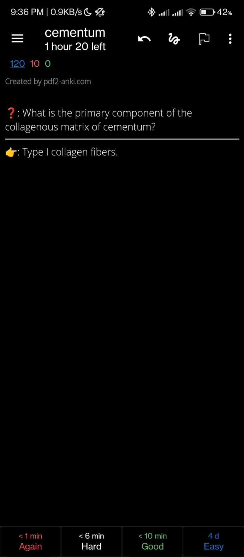Type 1 and type 3 collagen. What is the primary component of the collagenous matrix of cementum? Type 1 collagen is the primary component of the collagenous matrix of cementum.